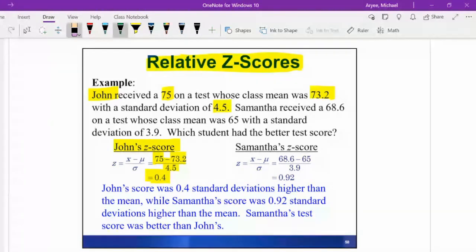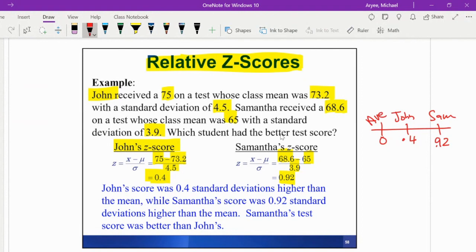Now let's look at Sam. Samantha scored 68. The mean is 65, the standard deviation is that. So this is Samantha's z-score. When you put it on the number line, if this is 0, then 0.4 is here, then 0.92 is here. So this is Sam and this is John. Now 0 is like the average of the class. So Sam performed better than John because Sam is farther away from the 0, from the average. Sam's score is better than John's.